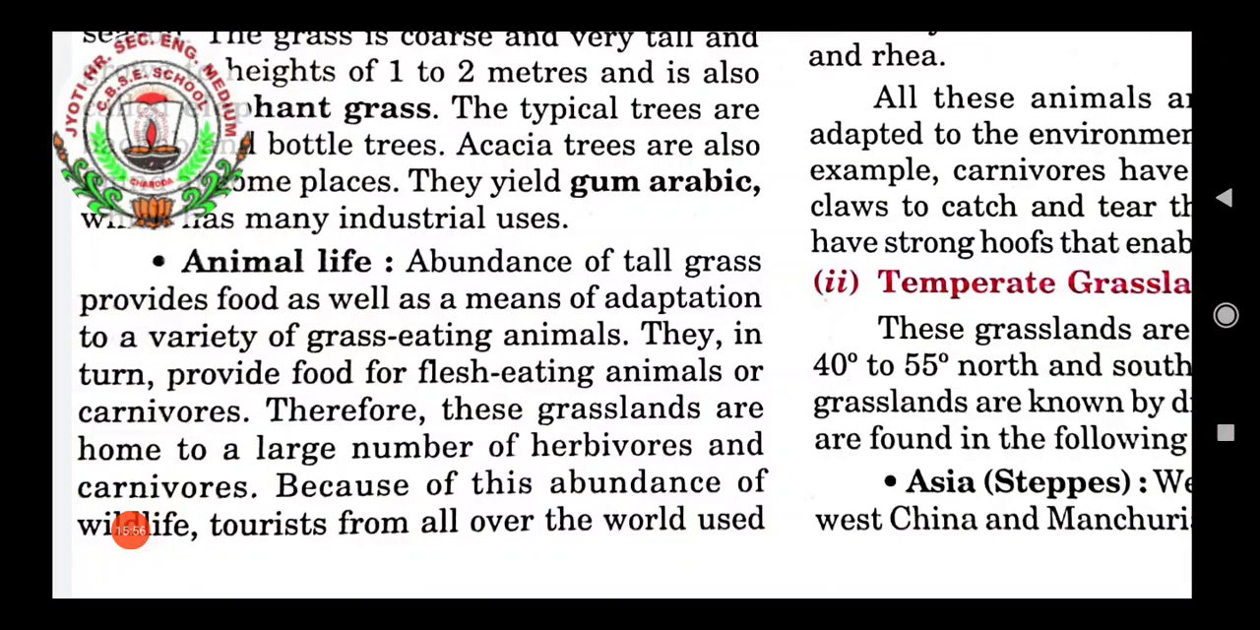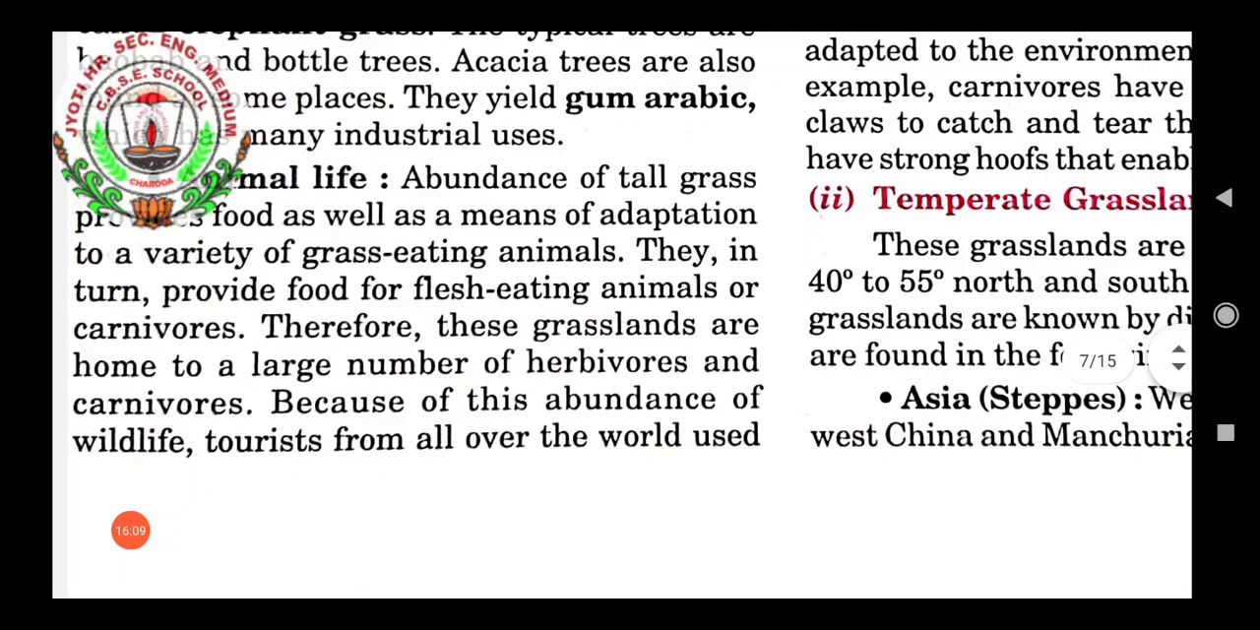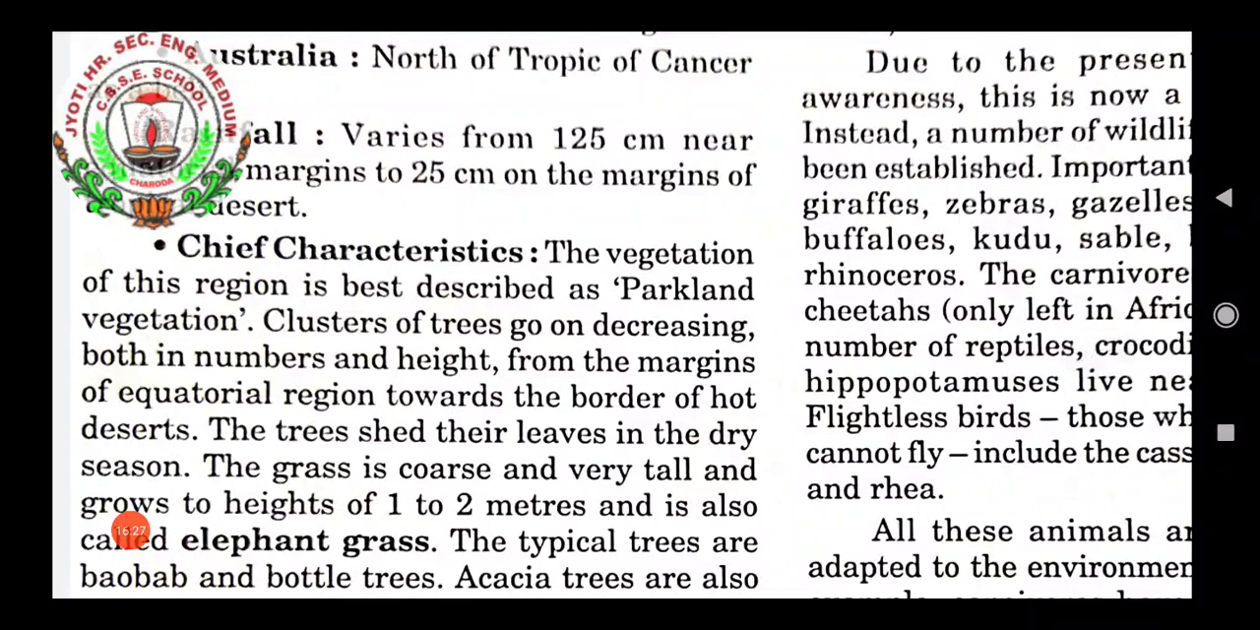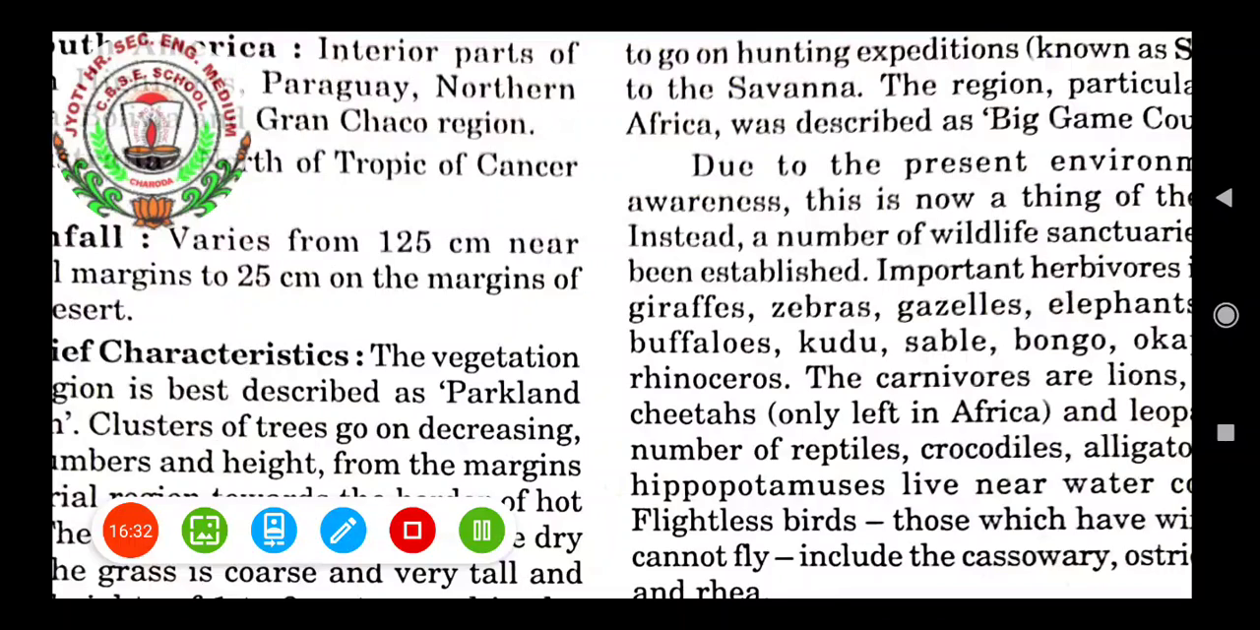Now these grasslands are home to a large number of herbivores and carnivores both. Herbivores means grass eating animals, carnivore means flesh eating animals. As the plants are in abundance, wildlife is also in abundance. This characteristic attracts tourists from all over the world to come for a hunting expedition, which is also called safari. And this safari is very famous in the savannah. Because of this reason, it is also called the big game country.